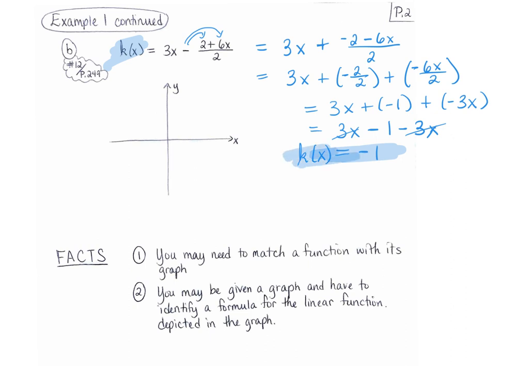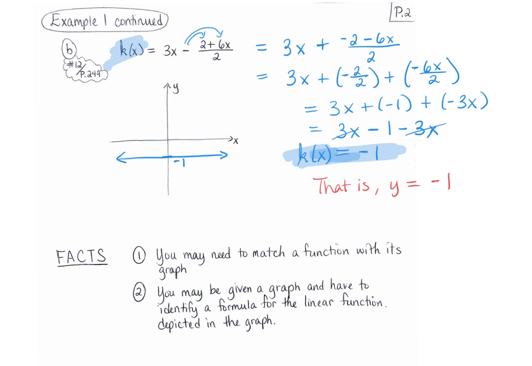Remember, saying k of x is another way of saying y equals. So we have y equals negative 1. But when y equals negative 1, that means we have a horizontal line at negative 1. So we go to negative 1 and we draw a horizontal line. That's the graph of this function. It started off looking a little complicated, but algebraically we found that this simplifies to negative 1. So that's our answer.